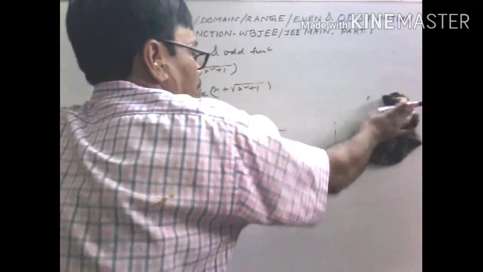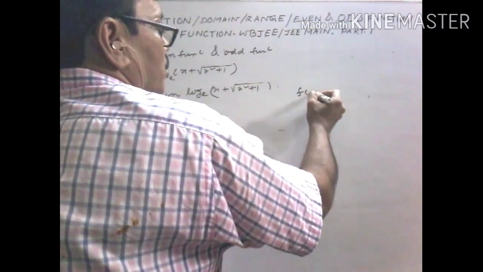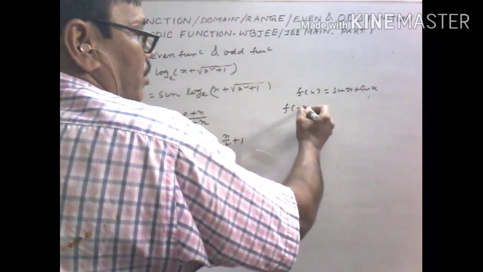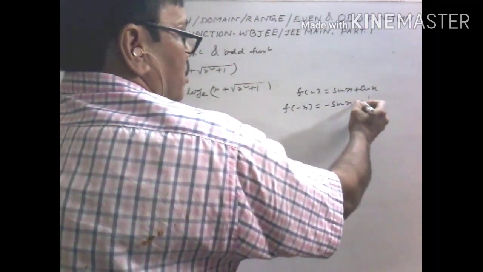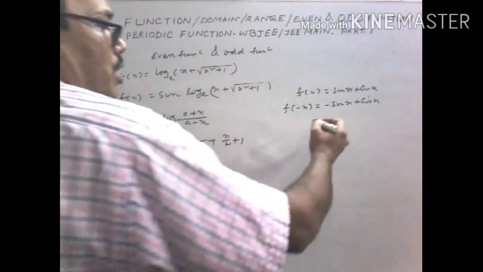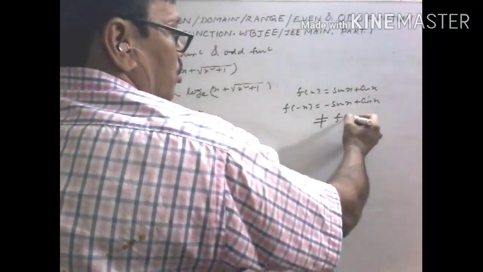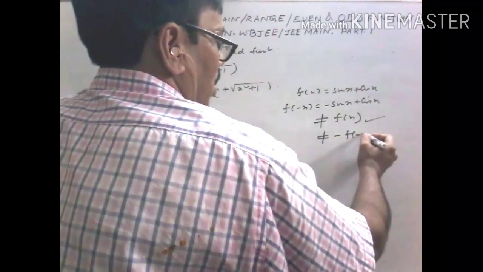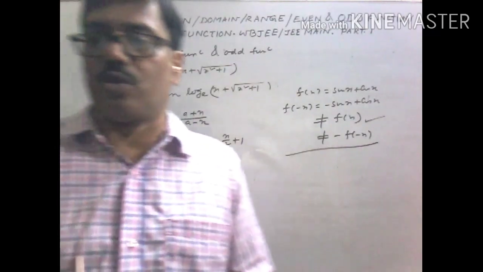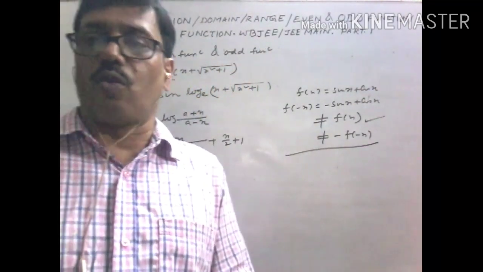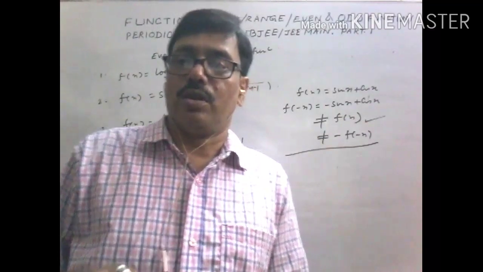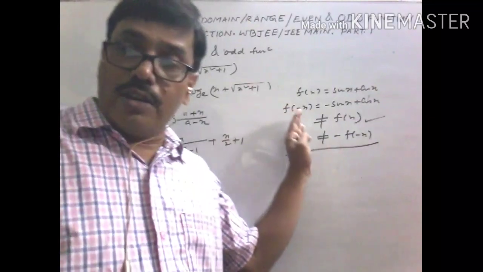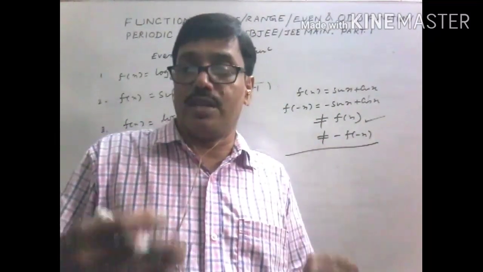Now function f x equals sin x plus cos x. So what is f of minus x? For this one, this is minus sin x plus cos x. So we cannot write it equals f x. This is not even. This is not equal to minus f x also, so this is not odd. So a function may be even or odd or none.